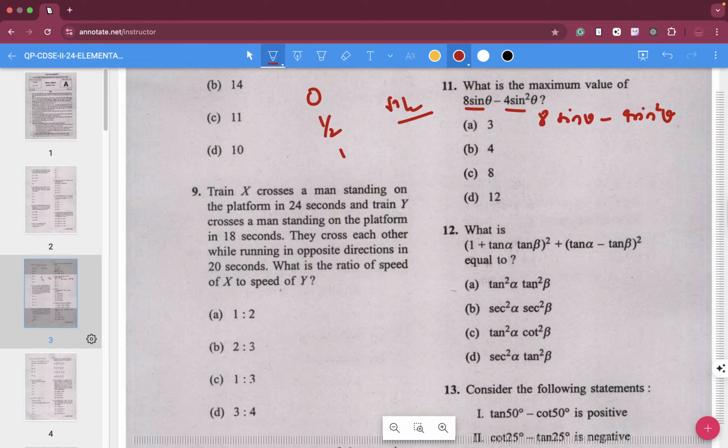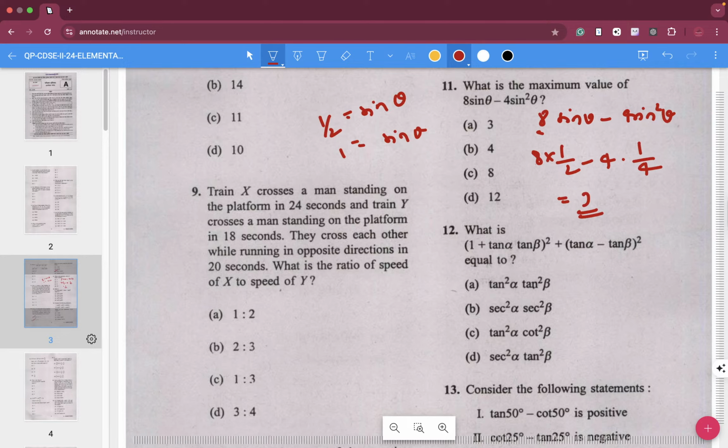And also 1, at sine 90. If you put these particular values over here, if you put sine value 0, then 0 minus 0 will be 0. So you are left with only two values to consider. If you consider the value of sine theta equal to 1 by 2, this will be 4 into 1 by 2 minus 4 into 1 by 4, which means it will give you 3, at sine theta equal to 1 by 2, that is when theta is equal to 30.